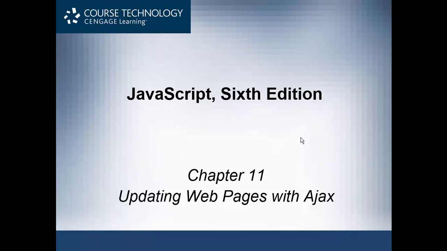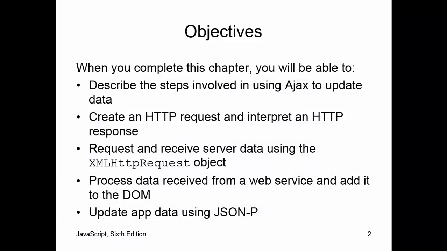I've been going over the Course Technology text, JavaScript 6th edition. We are up to Chapter 11 of 12, which starts in the textbook on page 741 and is entitled Updating Web Pages with Ajax. Remember, Ajax is an acronym that stands for Asynchronous JavaScript and XML. So our chapter objectives are shown here.